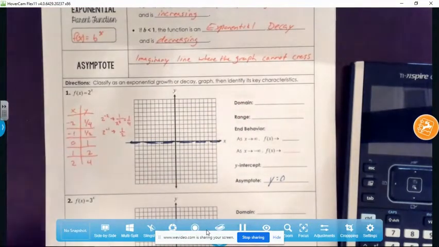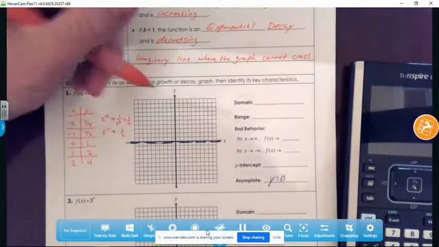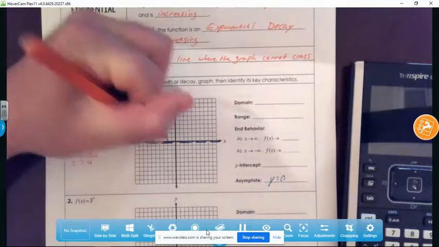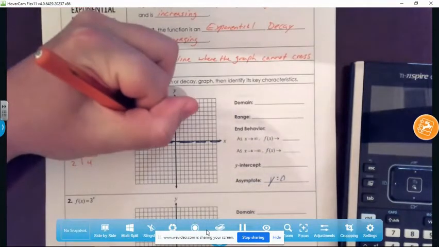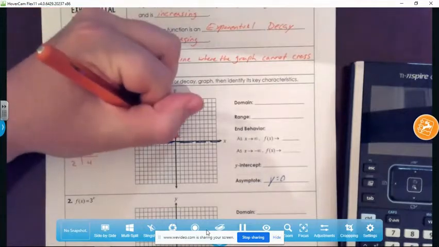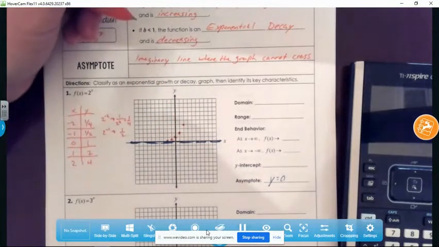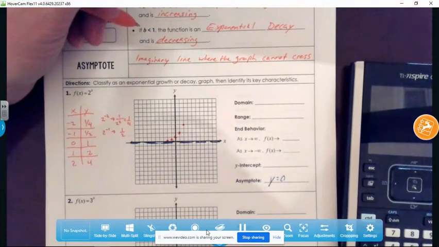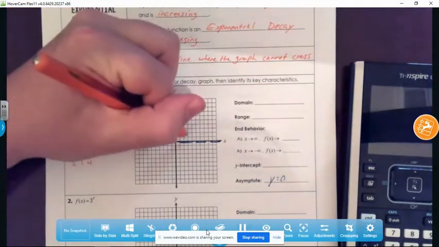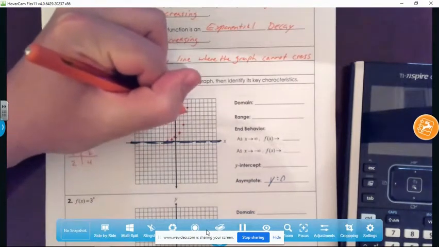Okay? That being said, we need to actually plot these points. At -2, for the x, we're at positive 1/4. At -1, we're at 1/2. At 0, we're at 1. At 1, we are at positive 2. And at 2, we are at positive 4. 1, 2, 3, 4. And then if I use 3, so 2 to the third power is 2 times 2 times 2, which is 2 times 2 is 4, and then 4 times 2 is 8. So the other point is right up here. 1, 2, 3, 4, 5, 6, 7, 8.